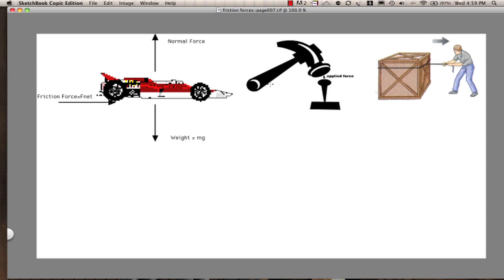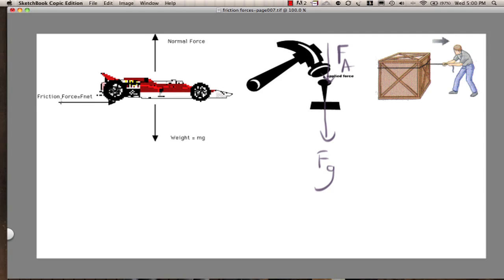Now let's look at some pictures of free body diagrams and how we make them. This one is just showing you applying a force from the hammer to the nail. So you would have an applied force going in the downward direction, and you always have your weight going in the downward direction. So our net force would really be these two combined because they're both going in the downward direction.